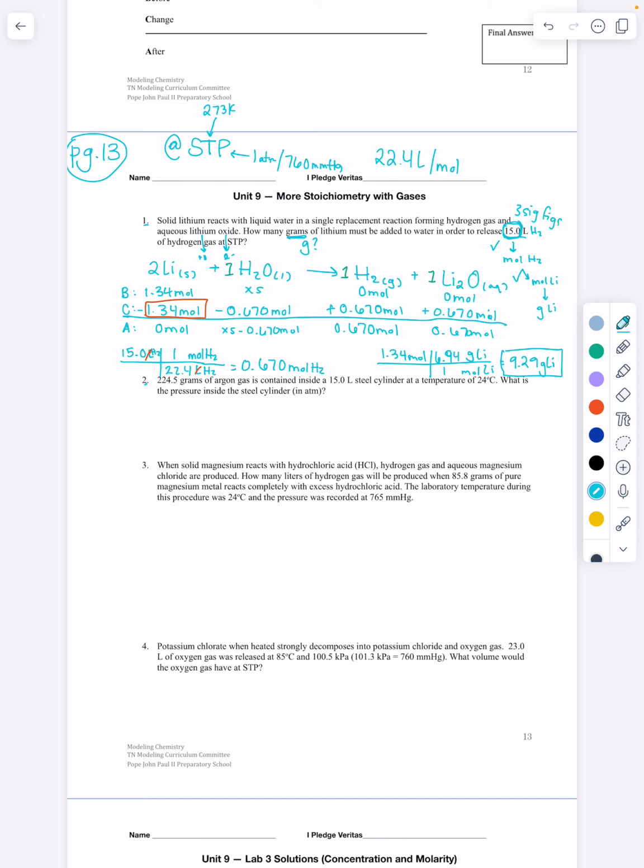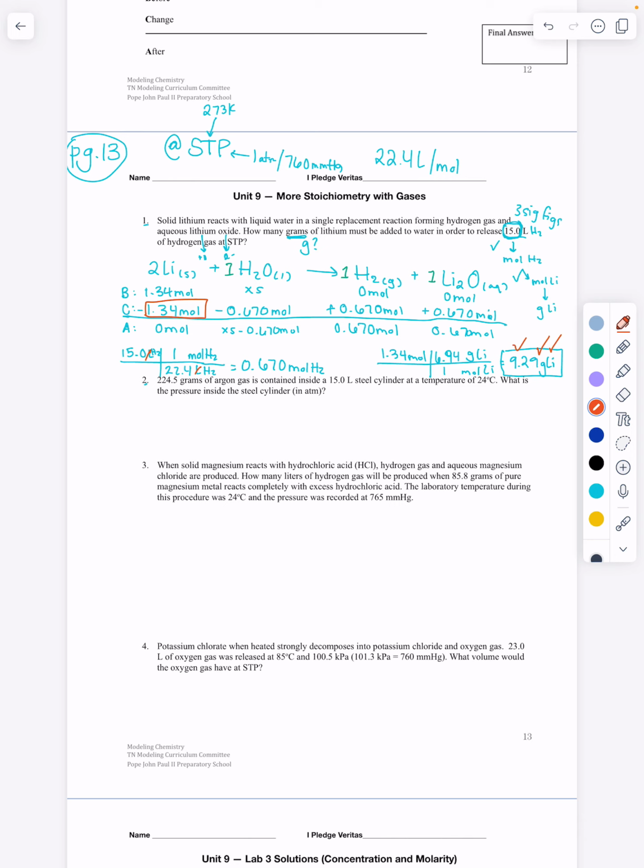So my answer should also have 3 sig figs. I also want my units, and then the label of the units, so grams of lithium. So you need all 3 of those in your answer. Okay, so let's go ahead and go on to number 2.